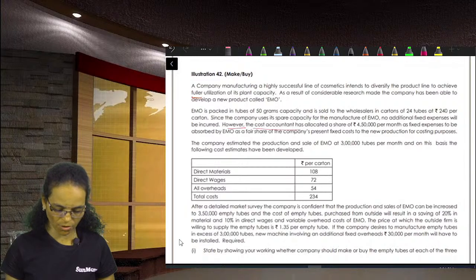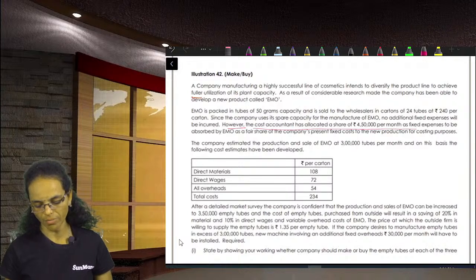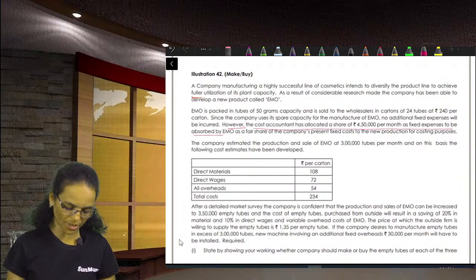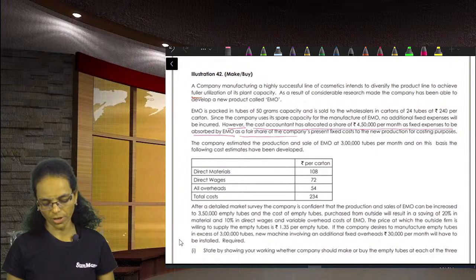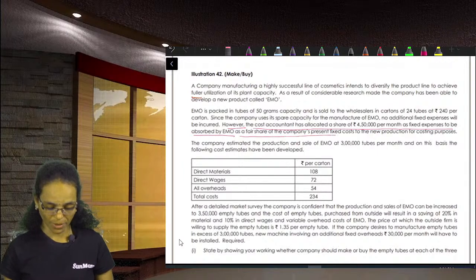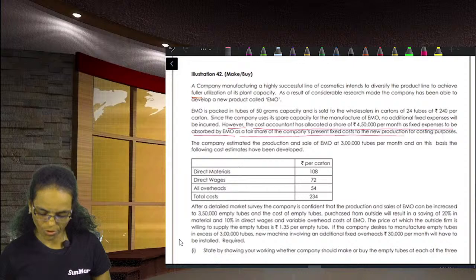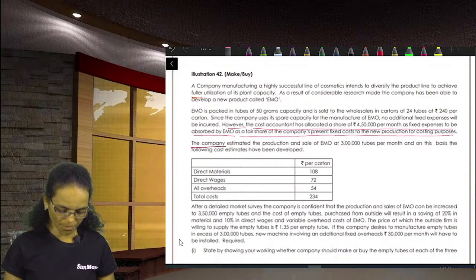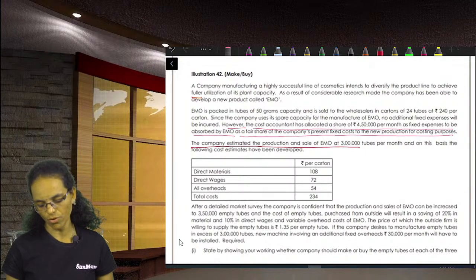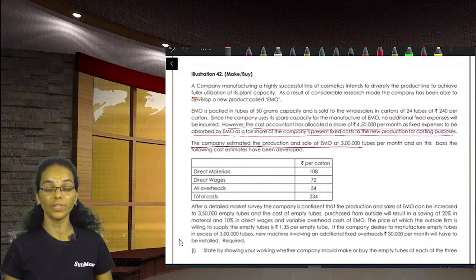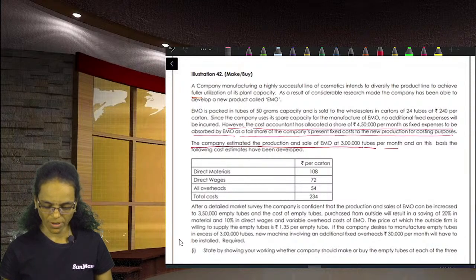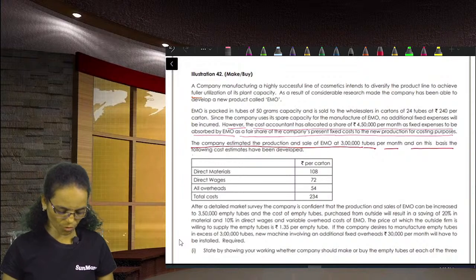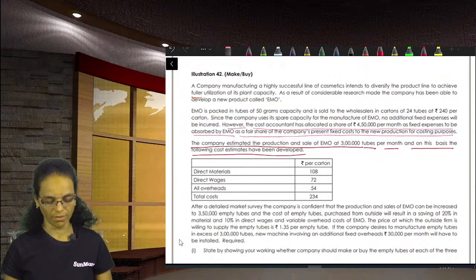However, the cost accountant has allocated a share of 4,50,000 per annum as fixed expenses to be absorbed by EMO as a fair share of the company's present fixed cost to the new product for costing purpose. The company estimated the production and sale of EMO at 3 lakh tubes per month, and on this basis the following cost estimates have been developed.